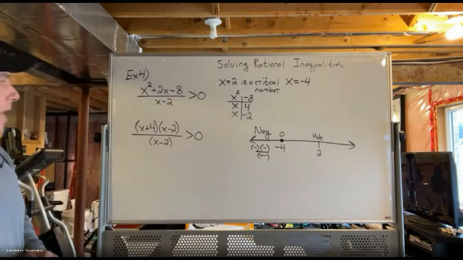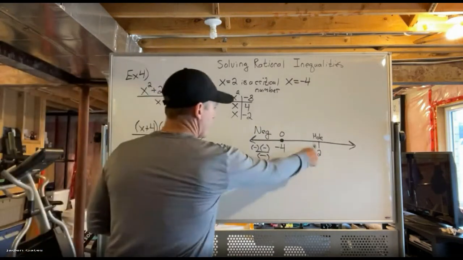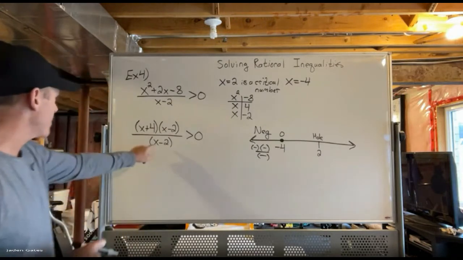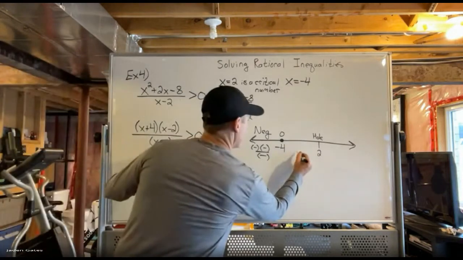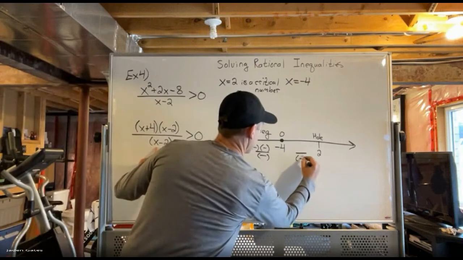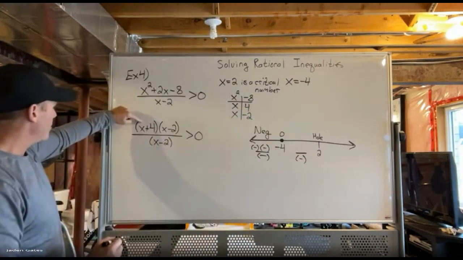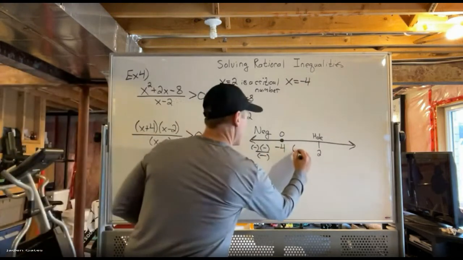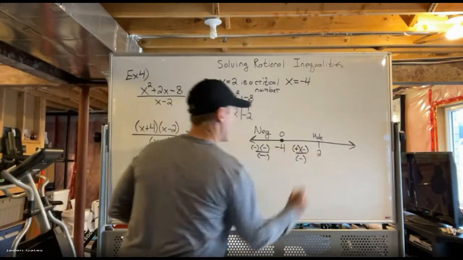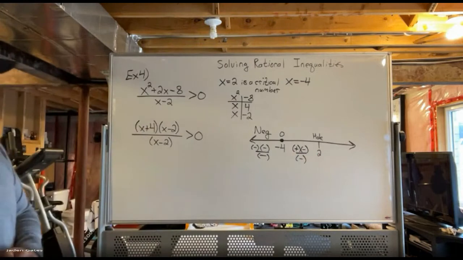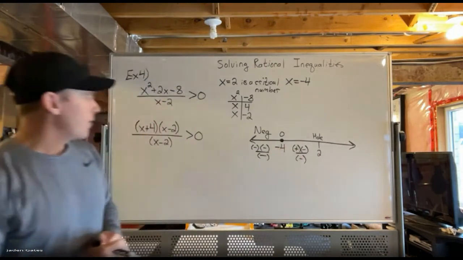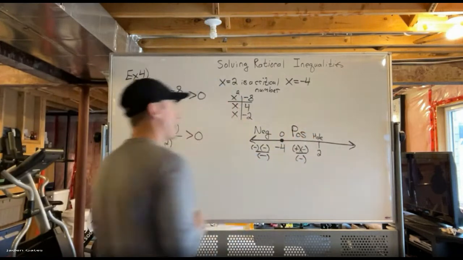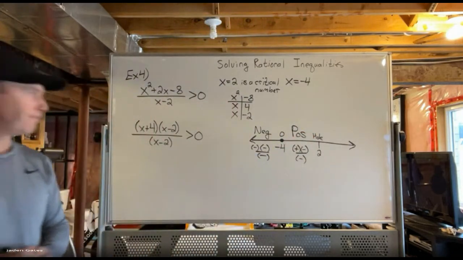Okay. Then I need a number between negative 4 and 2. Well, I always go with 0 when I can. It's easiest. Put a 0 in the bottom, it's negative. Put a 0 here, it's positive. Put a 0 here, it's negative. So I'm going to have a positive and then a negative. And so again, a positive times a negative divided by a negative, our value is going to be positive in that interval.